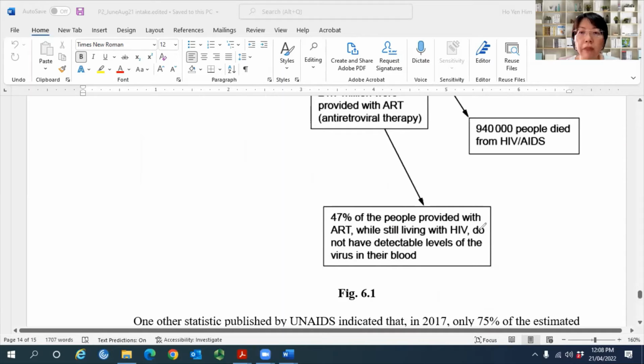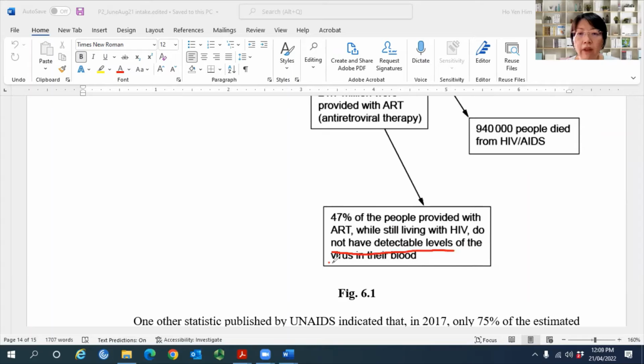Now, people who get treatment, right, they live without having detectable levels of virus. But if the person doesn't get the treatment, that means to say that they will have a higher viral load in their body because the viruses are not being removed from the body. The viruses are not being prevented from multiplying in the host cell because there's no ART. So therefore, virus can continue to be produced, the numbers increase in the body, so higher viral load.